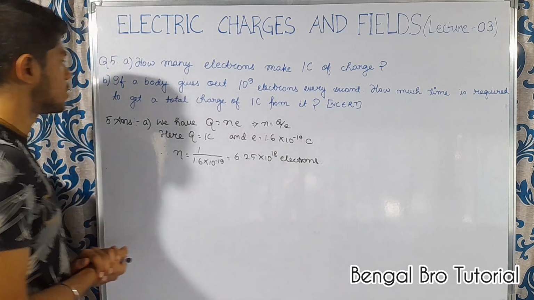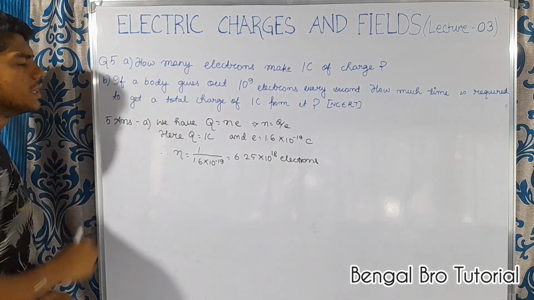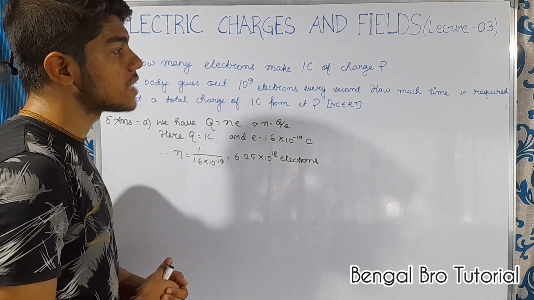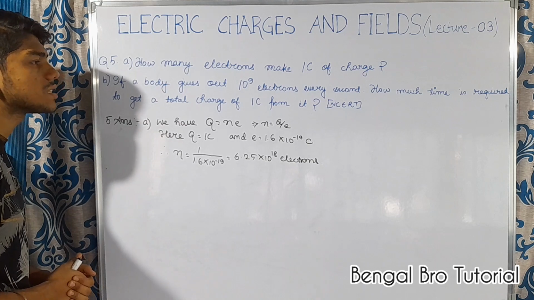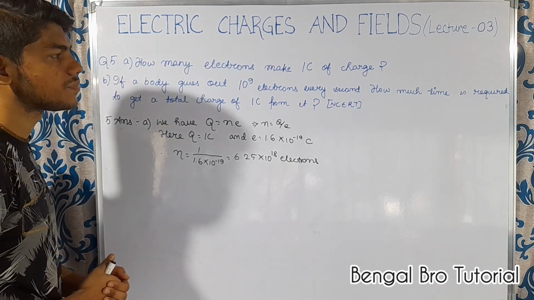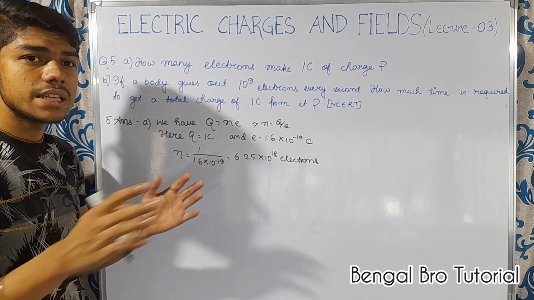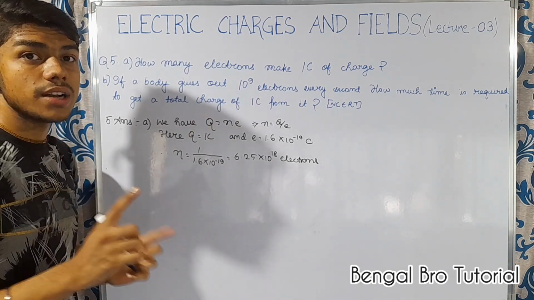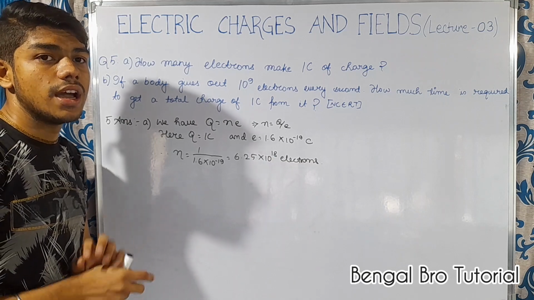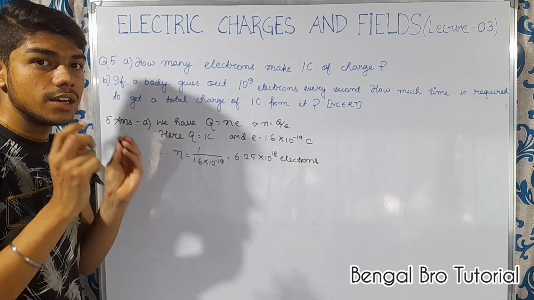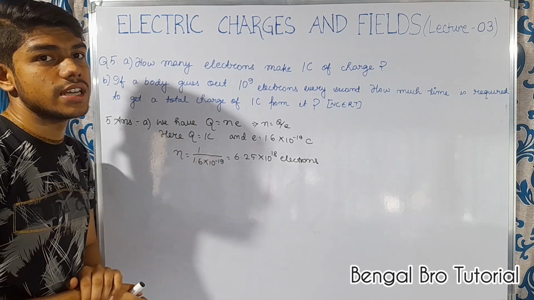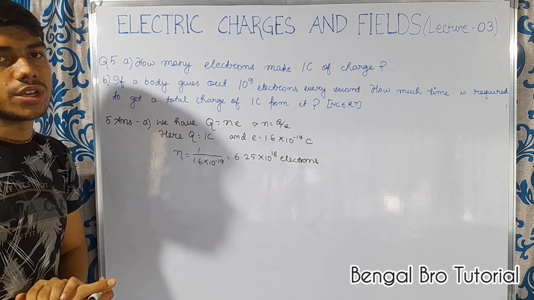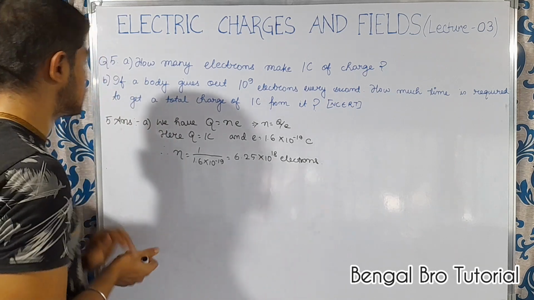Moving to the second part of the question, if a body gives out 10 to the power 9 electrons every second, how much time is required to get a total charge of 1 coulomb from it? It means that there is a body from which 10 to the power 9 electrons are ejecting per second. So we have to calculate after how much time the total charge carried by the electrons ejected will become equal to 1 coulomb. We can easily solve this question using the unitary method.